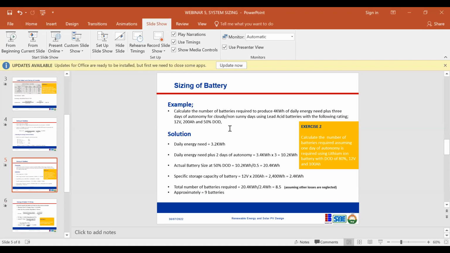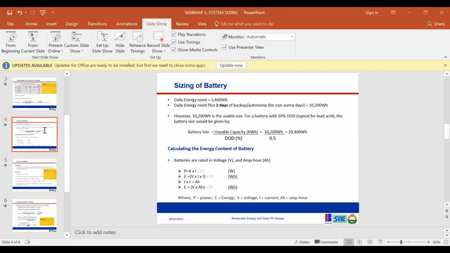Okay, so let us take a look at. Can we go back to the previous slide? Okay. What's the value of T in that E equals V multiplied by I multiplied by T? What does the T stand for? Oh, I didn't even state that in my definition here. So T stands for time.